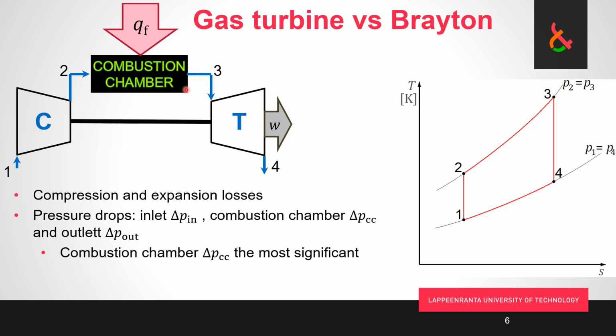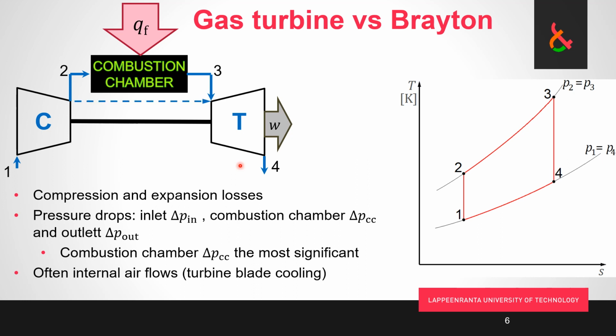Here is the most significant pressure drop typically, and after the turbine we have the exhaust, so then there's the stack, and again we have silencers here. They have pressure drop, so we don't get to expand all the way to the atmospheric pressure. And finally we have internal air flows. Depending on the gas turbine, maybe not in the very smallest ones, but in the larger industrial gas turbines we definitely usually have blade cooling, and that means that not all the air goes through the combustion chamber. Some gets bypassed. We'll look at that a couple of slides later.